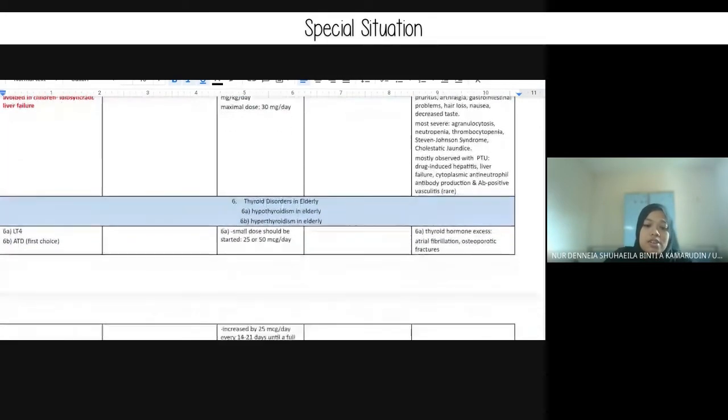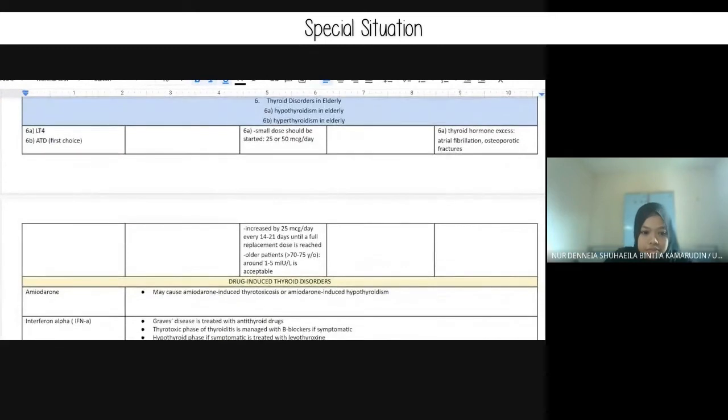And lastly, for thyroid disorders in the elderly, in patients with hypothyroidism, the drug treatment is also LT4, where the regimen should be started with a small dose. The adverse effect that might be seen is thyroid hormone excess, resulting in atrial fibrillation as well as osteoporotic fractures. And I think this is the last special situation.